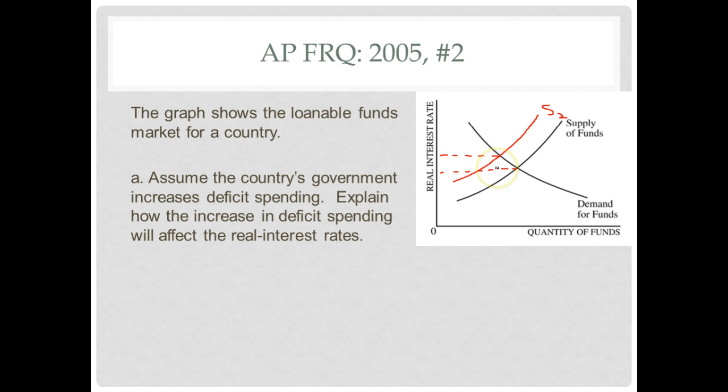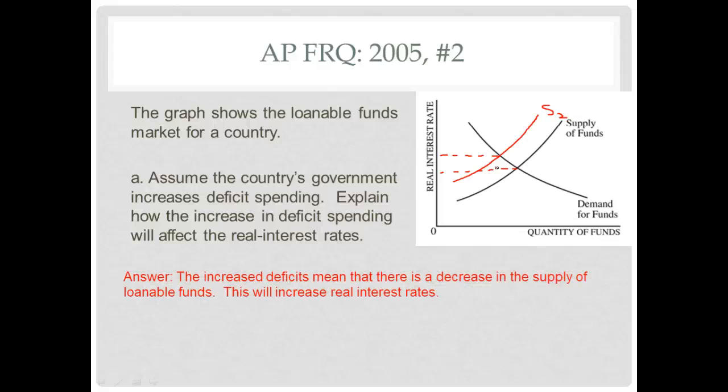Interest rates have risen. So how do I actually go about explaining this? All that graphing, by the way, was extraneous. You did not have to graph it. I just wanted to illustrate it for your visualization purposes. To see the actual answer, this is all you had to really write. An increased deficit means that there is a decrease in the supply of loanable funds. This will increase real interest rates. And that's what happened. Very straightforward. We've done this quite a few times before. This is sort of review.